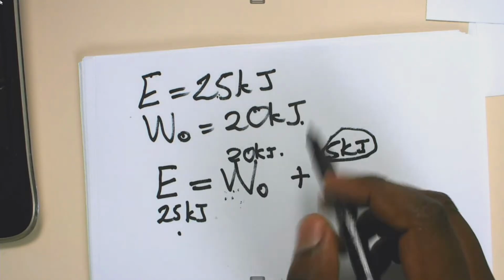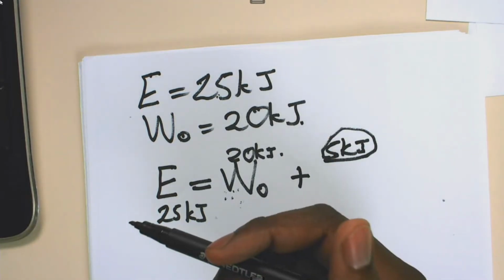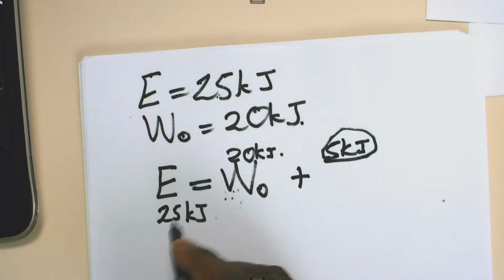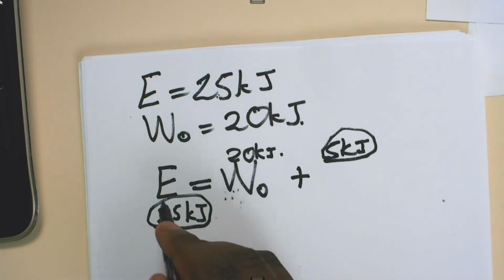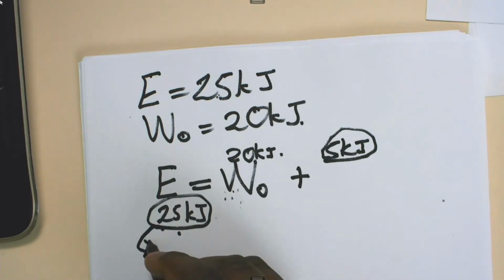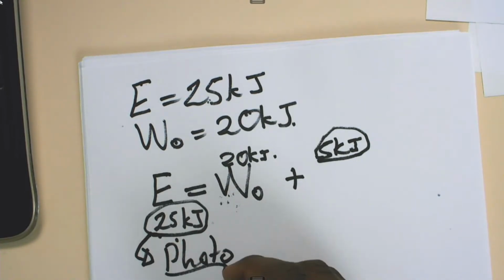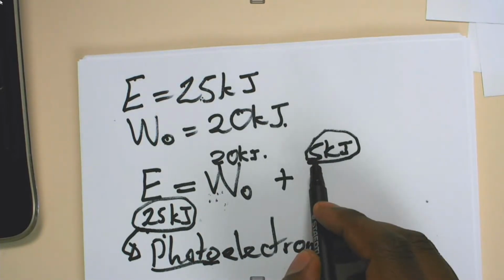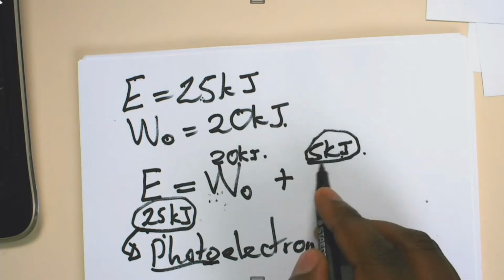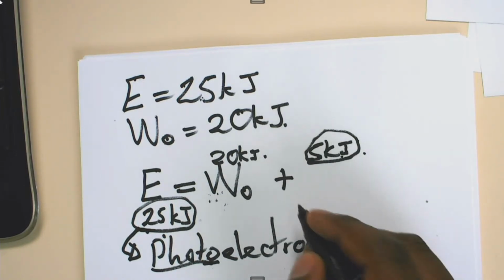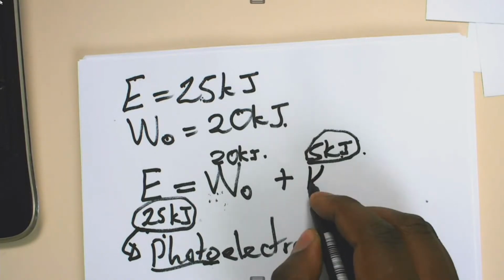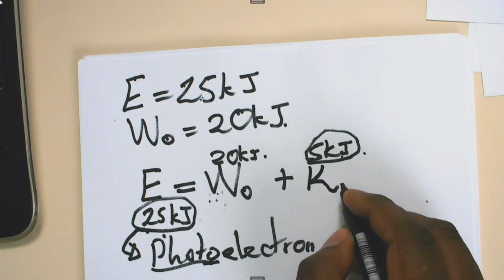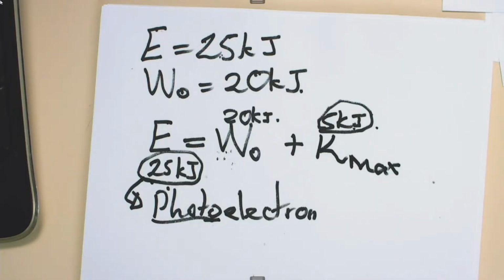But it is important that we understand that when an electron has gained the energy from the photon, we no longer refer to it as an electron, but we refer to it as a photoelectron, because it has gained energy from the light. So now this is referred to as a photoelectron. So the 5 kilojoules that is left will be used to move. And we know the energy due to motion of anything is given by kinetic energy. That is where this formula of photoelectric effect comes from.